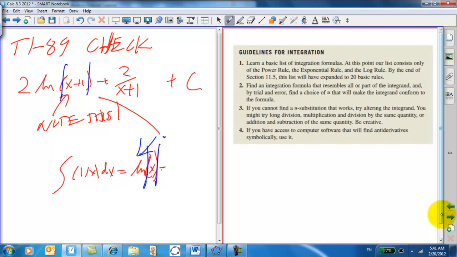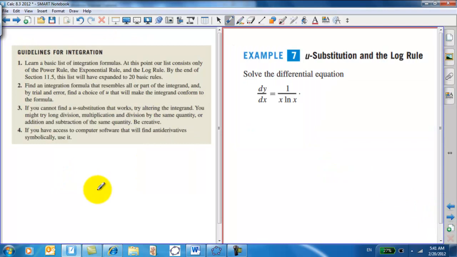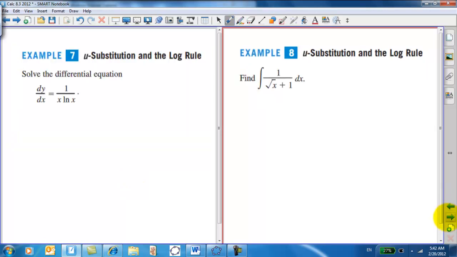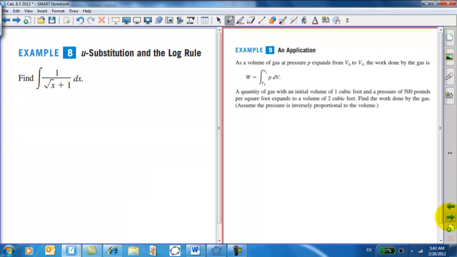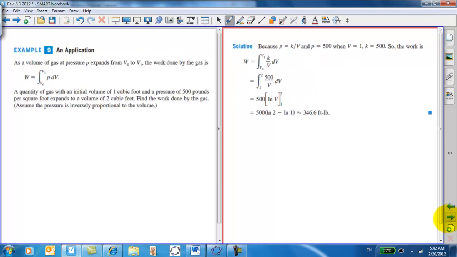Okay, so here are some guidelines for integration now that we have so many rules. And there's that computer software helping out here. And now we're going to use substitution in the log rule. Solve this differential equation. And we have another one like this too. And an application.